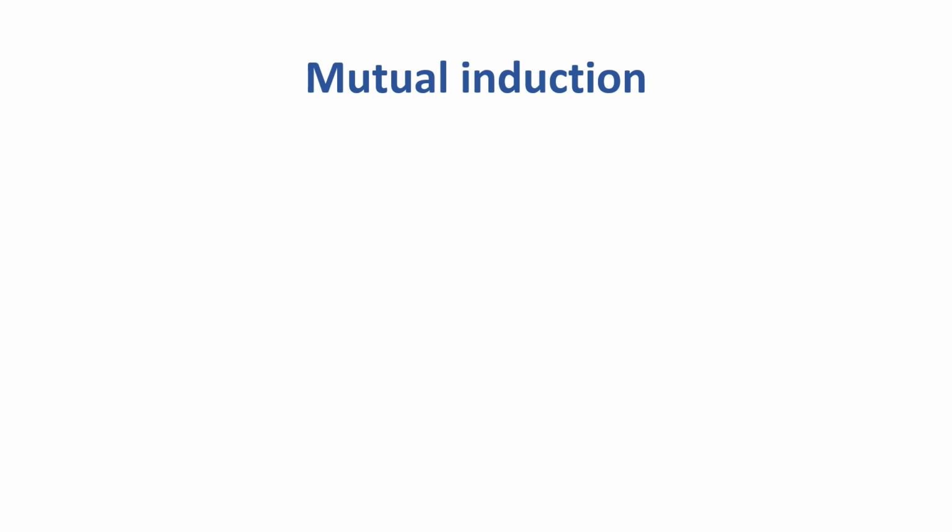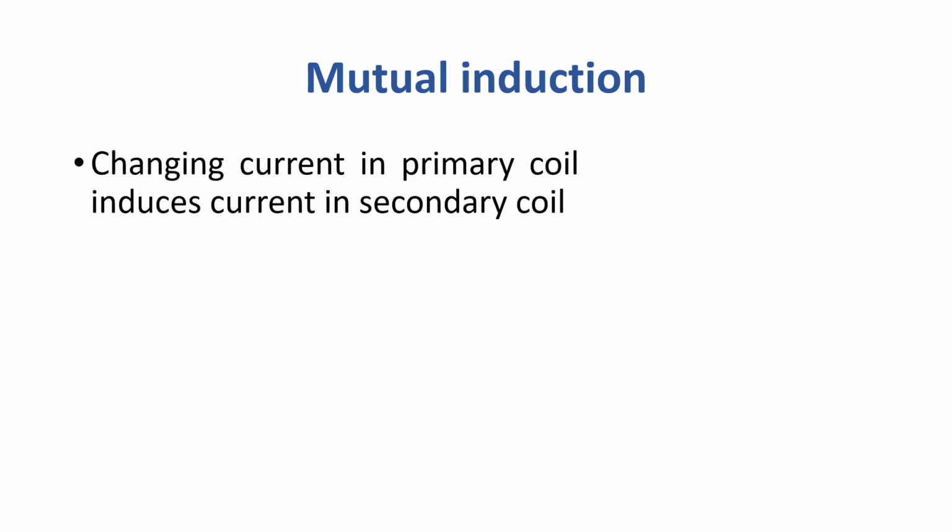There is mutual induction. So as the name implies, mutual means कि more than one conductor की बात हो रही है. So if the change of current in the primary coil induces the current in secondary coil, this is called mutual induction. Formula जो है इसका ES यानी जो EMF in secondary है equals minus M delta IP over delta T. इसमें जो M है that is mutual inductance and delta IP is the change of current in the primary coil.